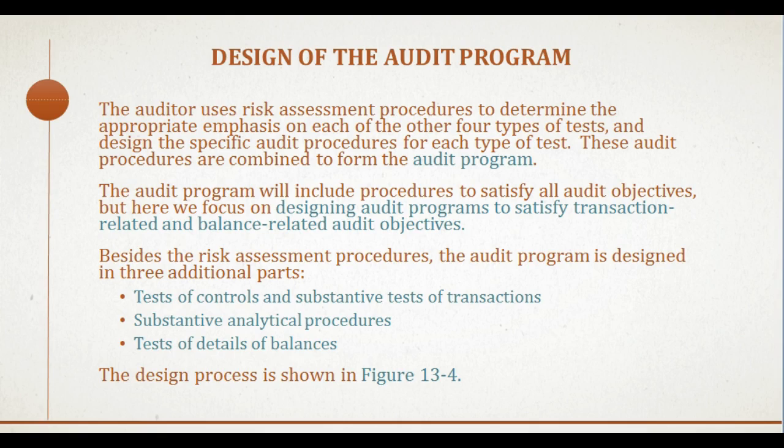The auditor uses risk assessment procedures to determine the appropriate emphasis on each of the other four types of tests and design the specific audit procedures for each type of test. These audit procedures are combined to form the audit program. The audit program will include procedures to satisfy all audit objectives, but here the focus is on designing audit programs to satisfy transaction-related and balance-related audit objectives. Besides the risk assessment procedures, the audit program is designed in three additional parts: the tests of controls and substantive tests of transactions, substantive analytical procedures, and tests of details of balances.